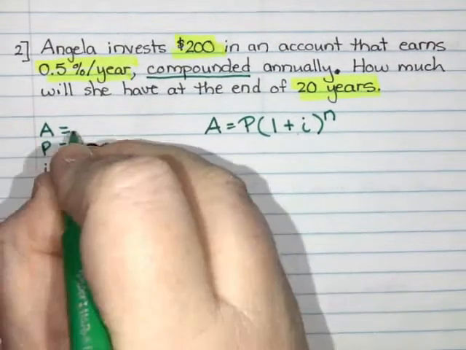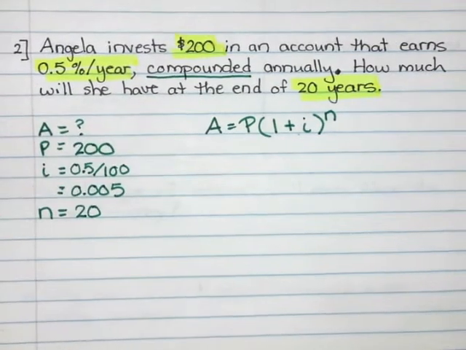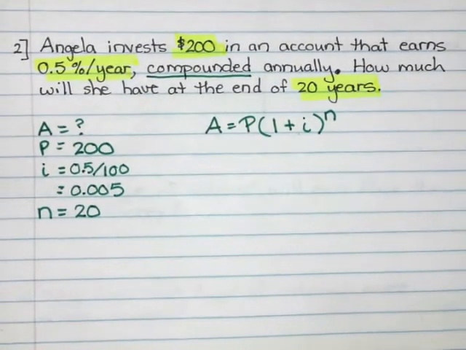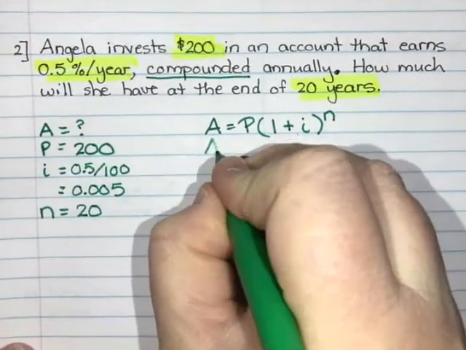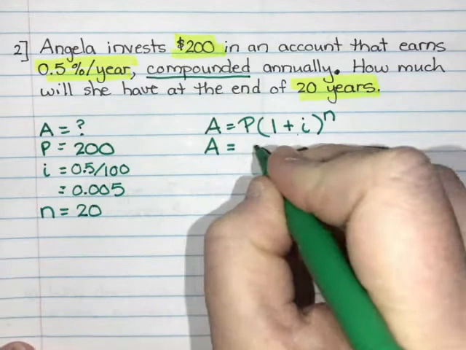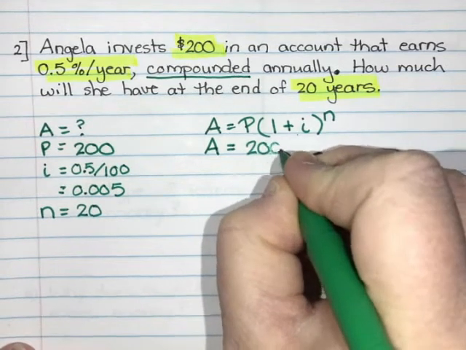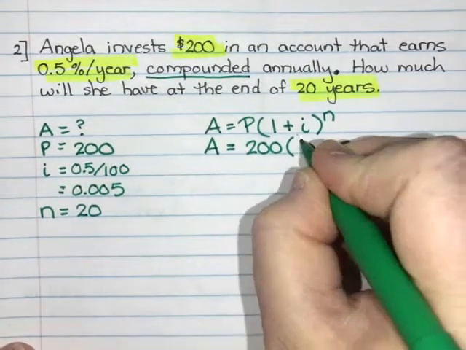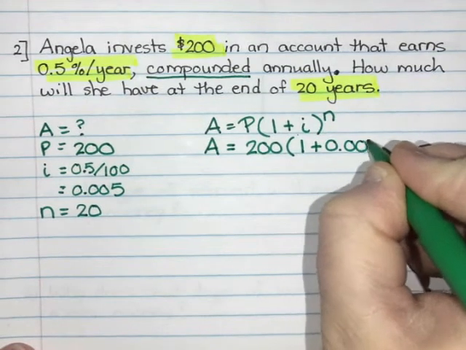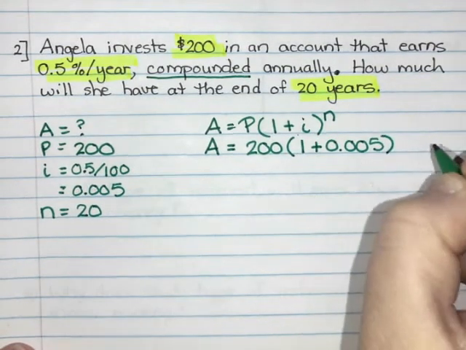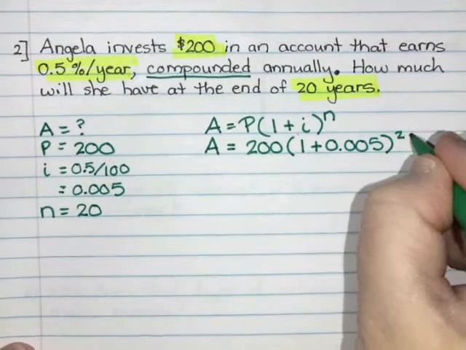The thing I don't know and what we're solving for is our final amount, because it says how much will she have at the end of 20 years, which is her final amount. I'm going to sub those numbers into my equation. I don't know what A is, so I'm going to leave it as an A. A equals 200 times (1, plus 0.005) to the power of 20.